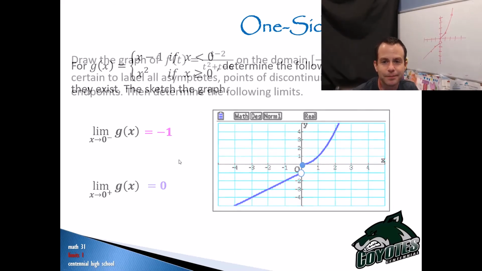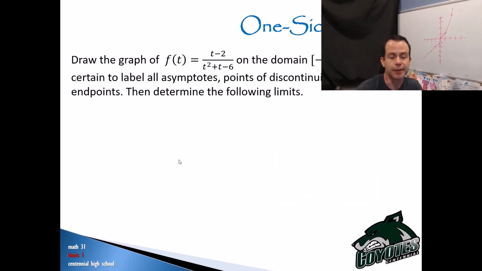All right. Let's try this one now. Draw the graph of f of t equals t minus 2 over t squared plus t minus 6 on the domain -5 to 5. So we are drawing this graph, but we're only drawing it between -5 and 5. You'll notice I have square brackets there, so I can be at the endpoints. I can be at -5 and I can be at 5. Be sure to label all asymptotes, points of discontinuity, and endpoints, then determine the following limits.